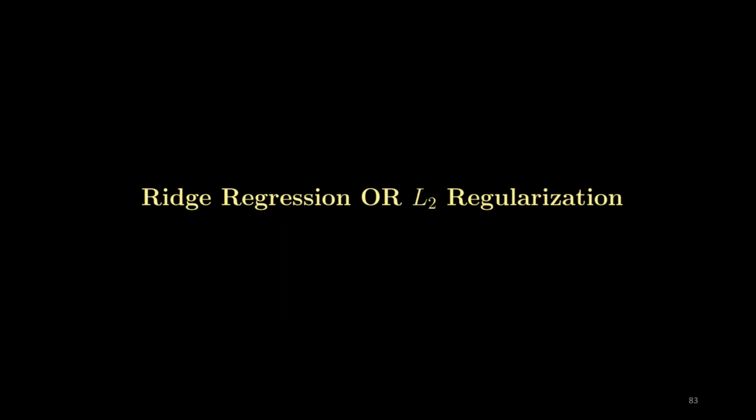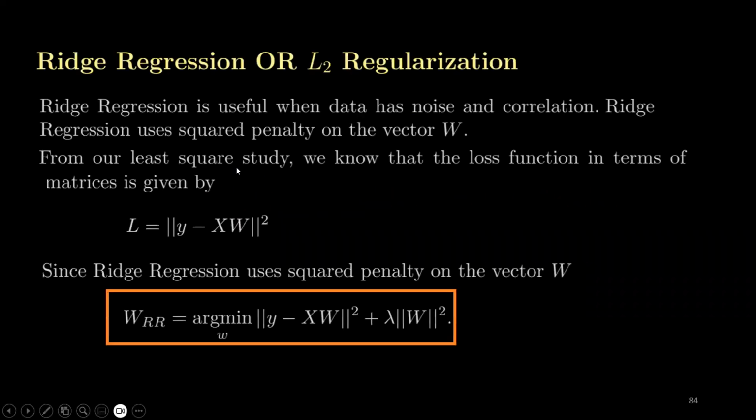So in this lecture, we will learn about the first kind of regularization known as ridge regression or L2 regularization. Ridge regression is useful when data has noise and correlation. Ridge regression uses a squared penalty on the vector. So what happens in ridge regression? Ridge regression tries to avoid overfitting, and it is useful if the data has extra noise and correlation. So this is our equation of least squares.